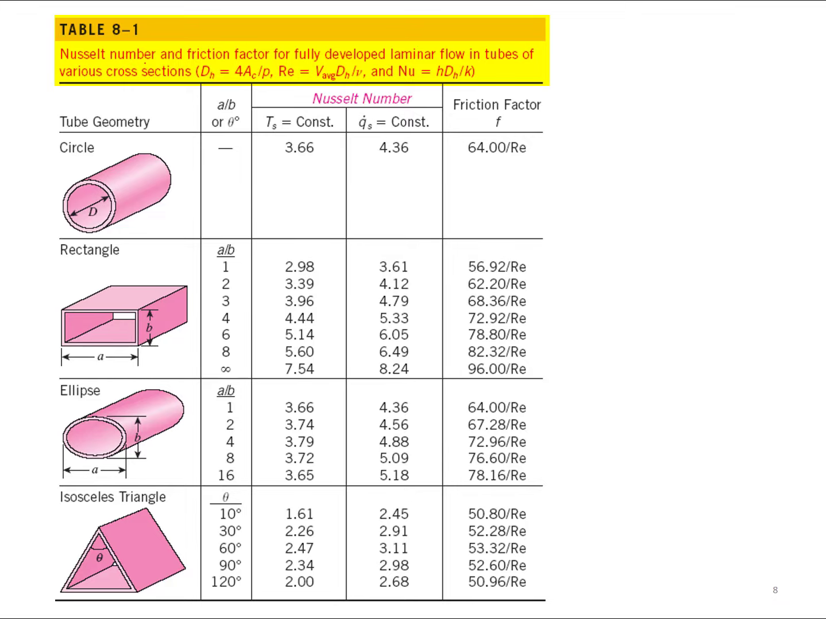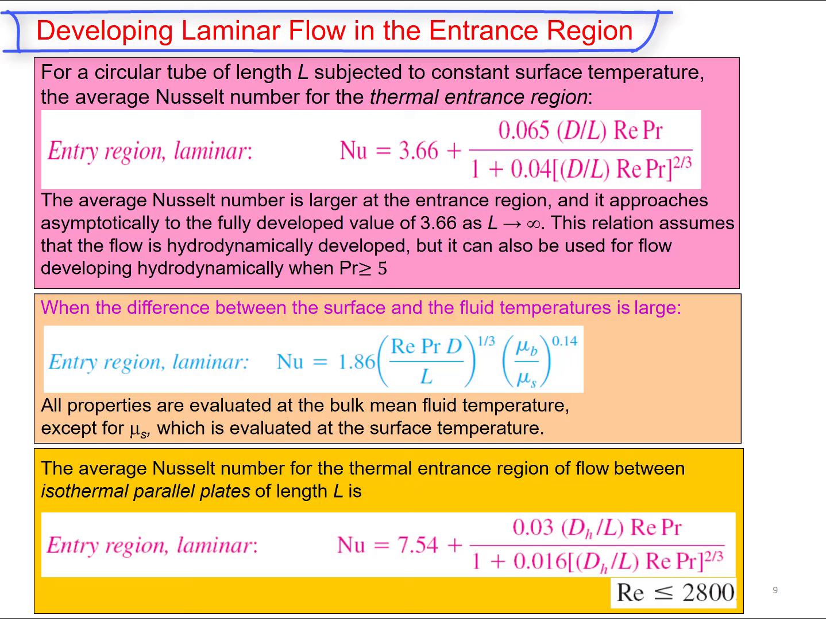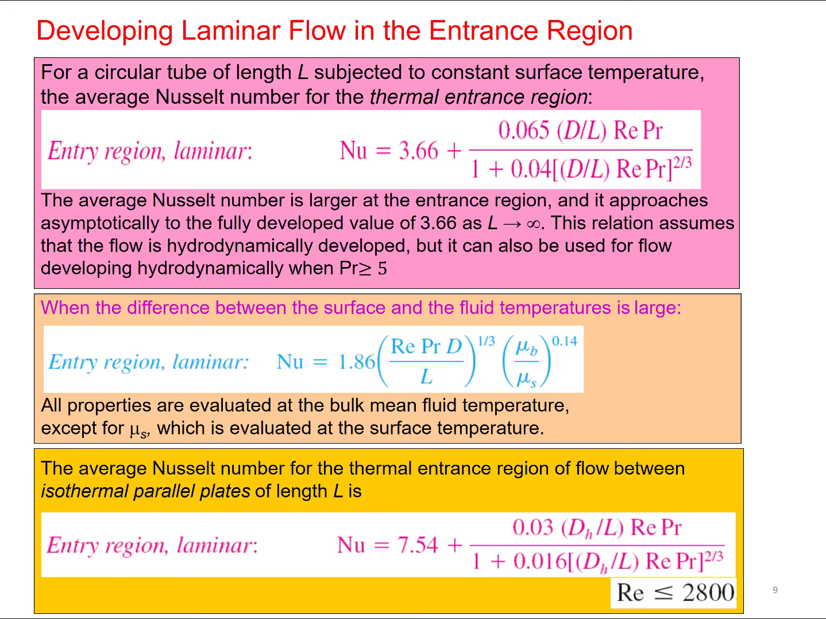Again, this table summarizes the Nusselt number for fully developed laminar flow in tubes of various cross-sections. Remember, we just had several correlations for fully developed laminar flow. How about developing laminar flow? Now we present 3 correlations for developing laminar flow in the entrance region. Please pay attention to the conditions of each correlation. The first correlation is for tubes subjected to constant surface temperature.